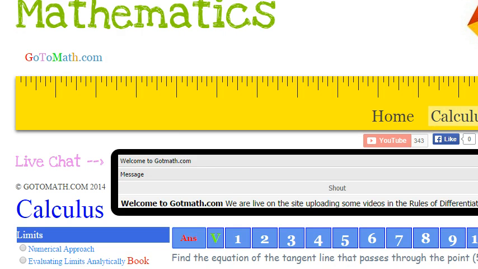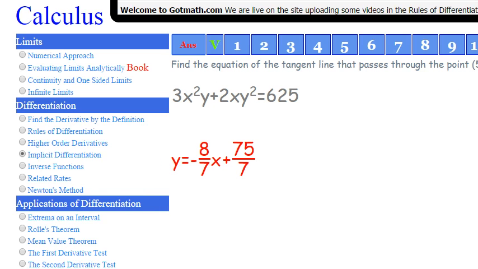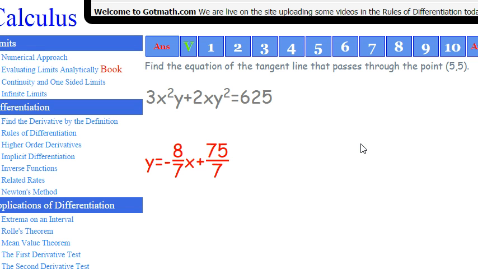Alright, we're at gotomath.com doing some calculus. We're actually doing some implicit differentiation, and we're in this section here. And yes, this is the answer. It says find the equation of the tangent line that passes through the point 5, 5. So that's what we want to do.